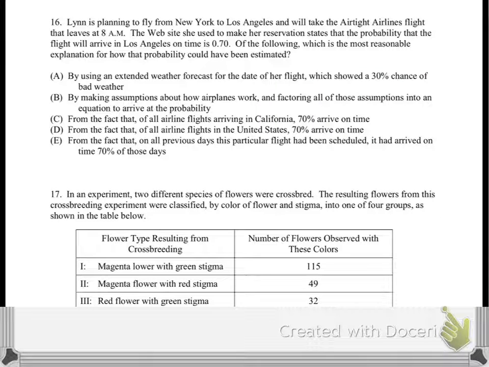Okay, number 16 talks about a flight from New York to Los Angeles and how it's on time 70%. And so this is a good question. What exactly does 70% mean? You read over all the distractors, and I'm hoping that you realize that it's not A or B. It doesn't have anything to do with weather. It's just that particular flight from New York to Los Angeles at that particular time of the day, that 70% of those flights arrived on time. And so the answer is E.